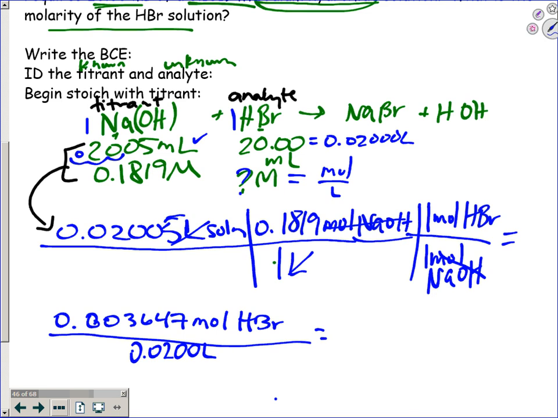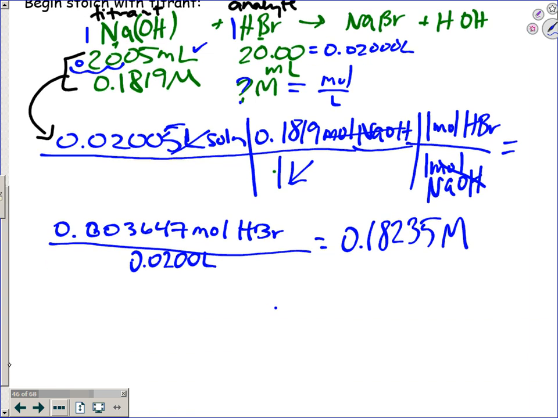And what do we get? 0.18235. And how many sig figs should we have, guys? 4. Good. All these up here have 4. So round this. 0.1824 molar HBr.